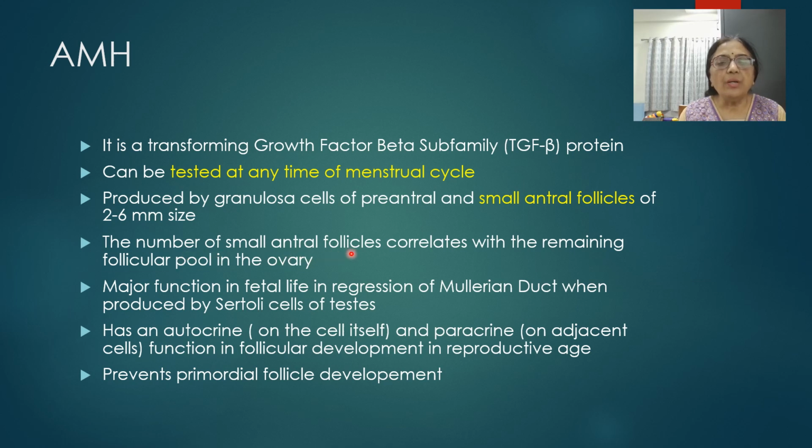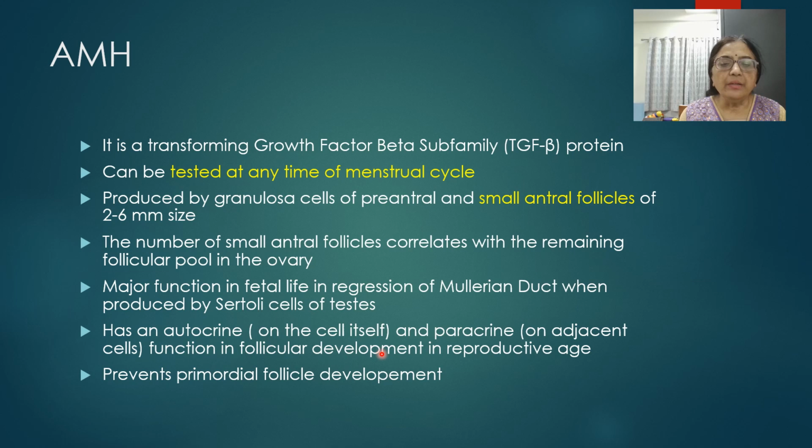The number of small antral follicles correlates with the remaining follicular pool in the ovary, and that is the reason AMH is number one among all the tests for ovarian reserve. Its major function in fetal life is the regulation of the Mullerian duct. When it is produced by Sertoli cells of the testis, as we have already seen in the primary amenorrhea lecture, it leads to regression of the Mullerian duct in a male fetus.